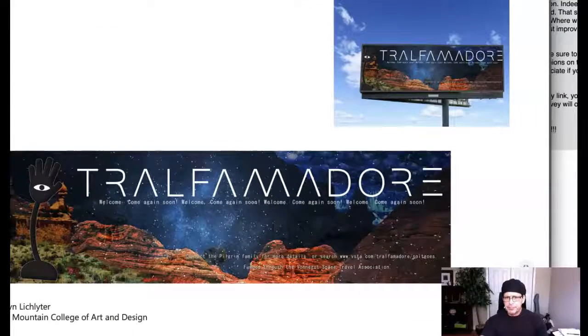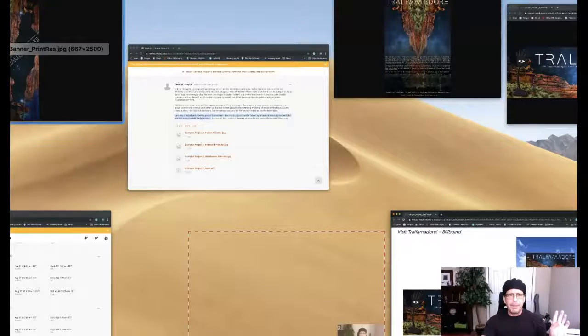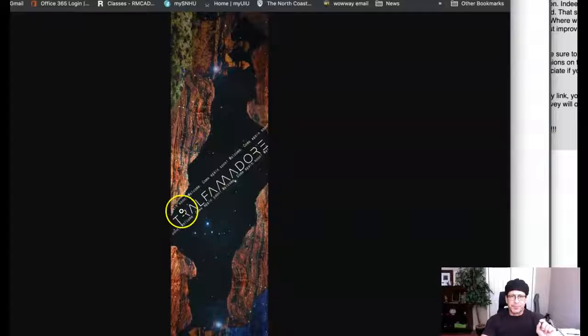Okay, so billboard, we talked about the billboard, we talked about the poster. Let's talk about the banner. I don't recommend this kind of diagonal type. And really, you're asking the viewer a lot to have to tilt their head like this to read the type. And I don't think it's an optimal situation to be in.